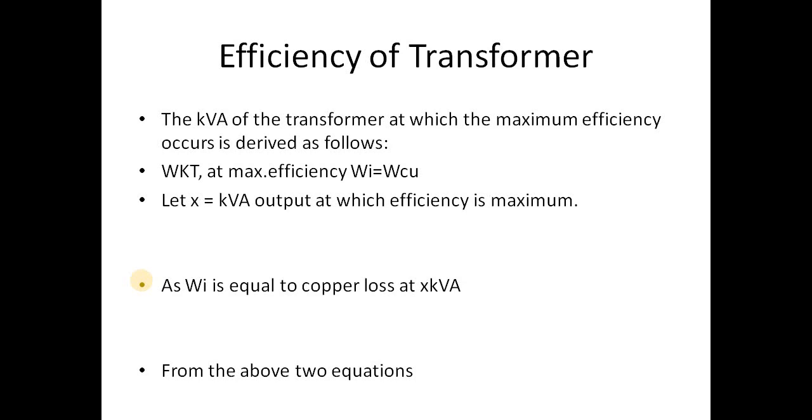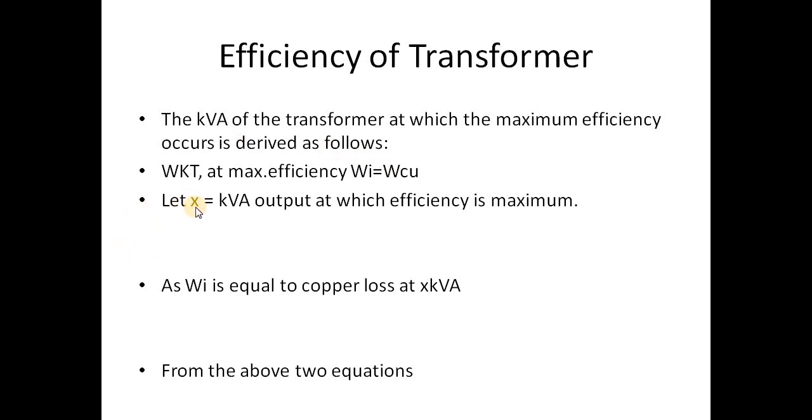So similarly, in case of a transformer, it will be rated in terms of KVA. K stands for kilo, V for voltage, A for ampere. We know that the power is nothing but V into I, where V and I represent the power of the transformer. As we have seen in the last slide, at maximum efficiency, the iron loss is equal to the copper loss. I don't know what that maximum efficiency point is.